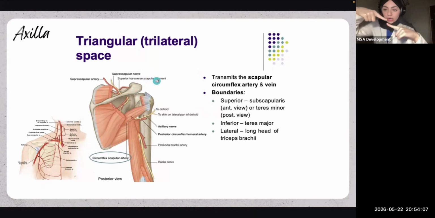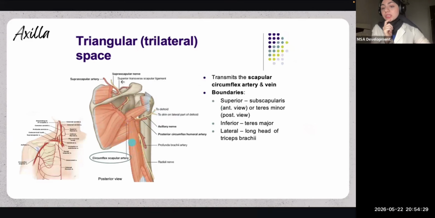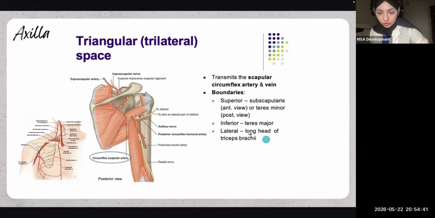Moving on. The second is going to be the triangular space. It's right parallel to the quadrangular, and it's going to have very similar borders. So the superior border is going to be the subscapularis or the teres minor. And this is where it matters. Recall how I told you we can only see the quadrangular space posteriorly because the inferior margin is the teres major and the superior is teres minor. Here, because we don't have the teres major, it can be either subscapularis or teres minor, so it can be from anterior or posterior view. Got it? Okay. Then the inferior border is going to be teres major.